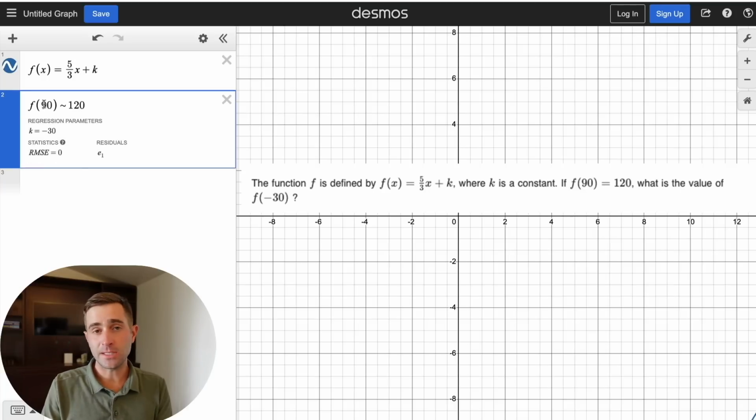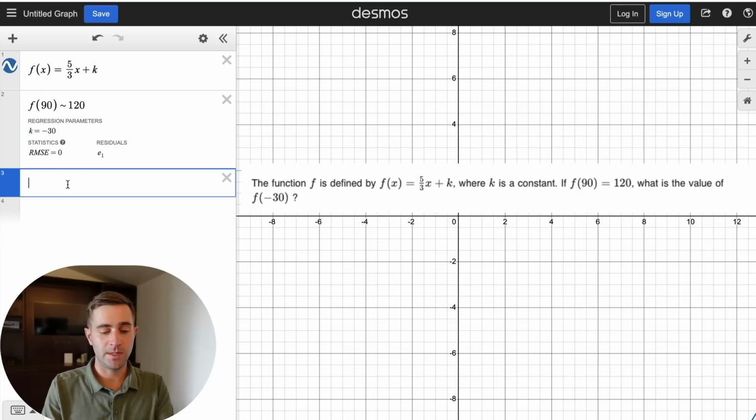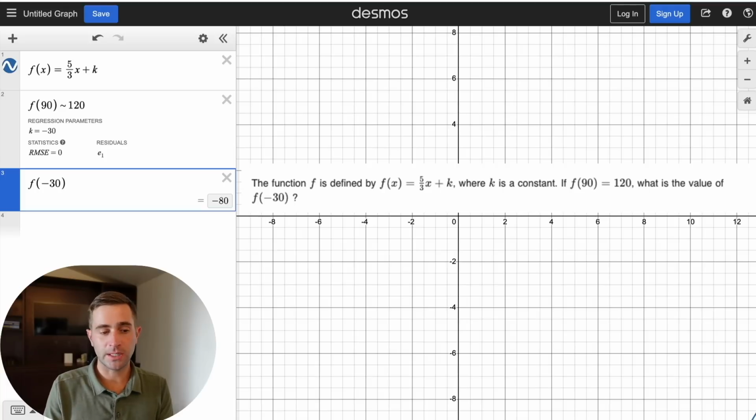And basically, Desmos is going to do exactly what we know we should be doing, plugging 90 in for x, 120 in for f of x to figure out what k is, and then you can simply do f of negative 30, and it'll give you the correct answer because it is now defined k is negative 30.